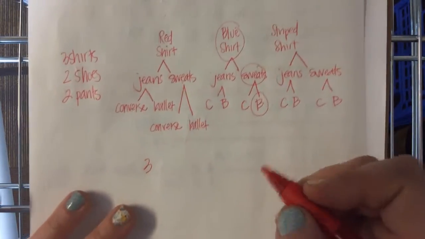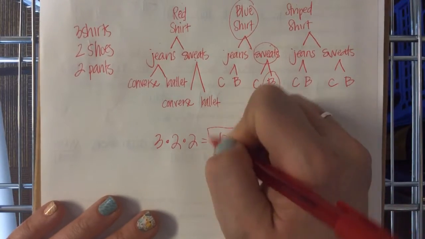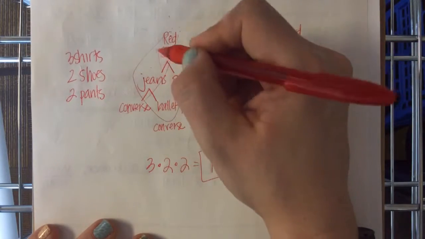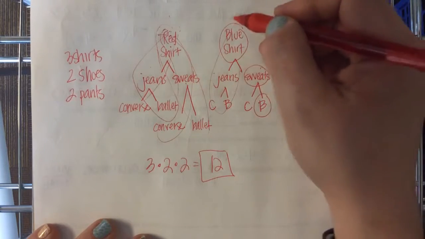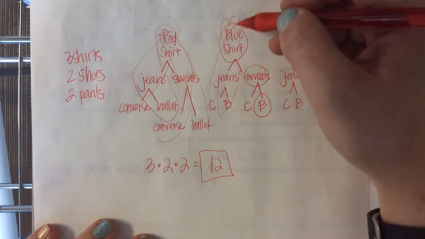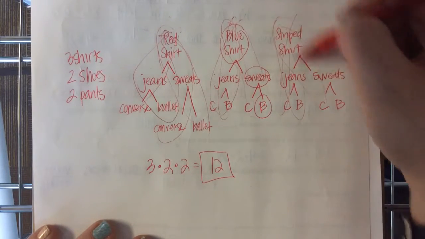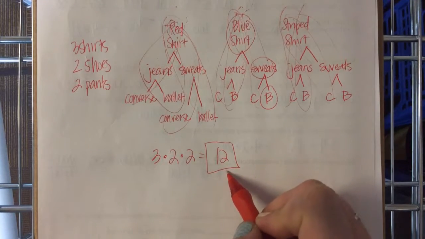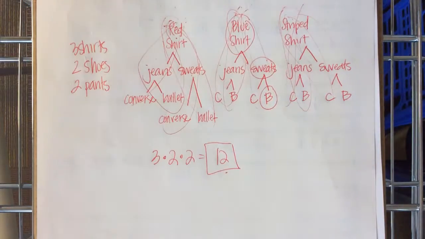The counting principle tells us 3 times 2 times 2, which is 12. Are there 12 outcomes? 1, 2, 3, 4, 5, 6, 7, 8, 9, 10, 11, 12. There are 12 outcomes. The counting principle is much faster than the tree diagram. But the purpose of the tree diagram is so you can visually see all the choices.